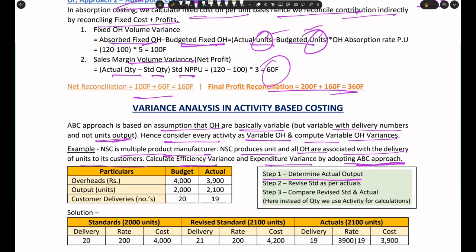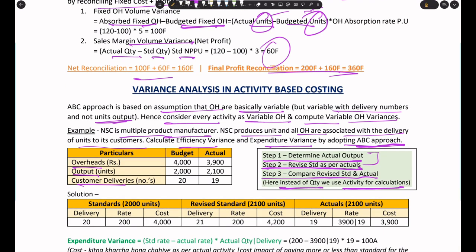Step 1 is to determine the actual output. Step 2 is to determine the revised standard as per actuals. Step 3 is to compare these two. Simple. Hence here, instead of quantity, we use activity for calculation. The overhead is given, and the output is customer deliveries.